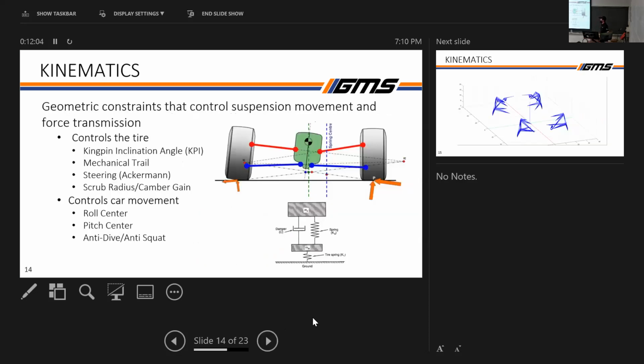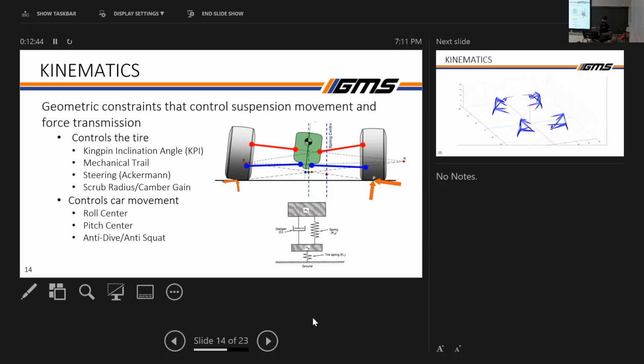All right, so kinematics. These are pretty much the constraints that control the suspension movement and force transmission in the suspension to the tires. So there's all these parameters here that we pick when we're doing our kinematic analysis and picking those points in space where we want the tire to sit. There's things like kingpin inclination angle, which is kind of like camber you can think of, but it's not the same thing. It's like the angle of the steering axis almost from this view. We have mechanical trail. We have our steering geometry that changes a lot of stuff. And we have scrub radius and camber gain.